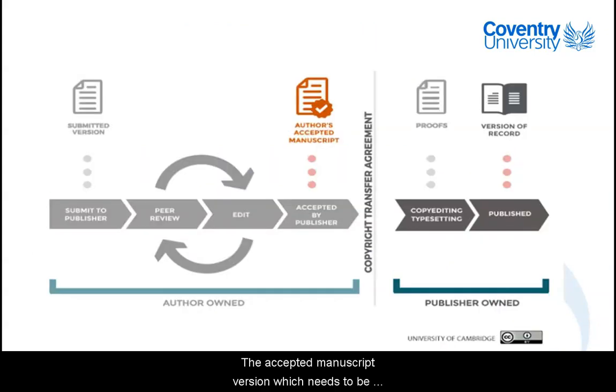The accepted manuscript version, which needs to be uploaded within 3 months of acceptance, is that which reflects changes made as a result of the peer review process at the point of formal acceptance, but comes prior to the publisher proof version, where publisher typesetting and branding is added. Where this document sits within the publication cycle is demonstrated by this representation, put together by the University of Cambridge.